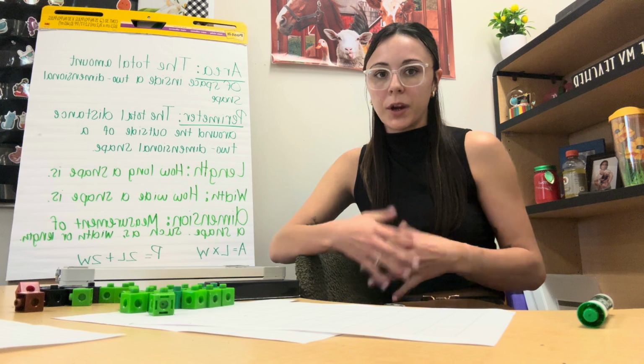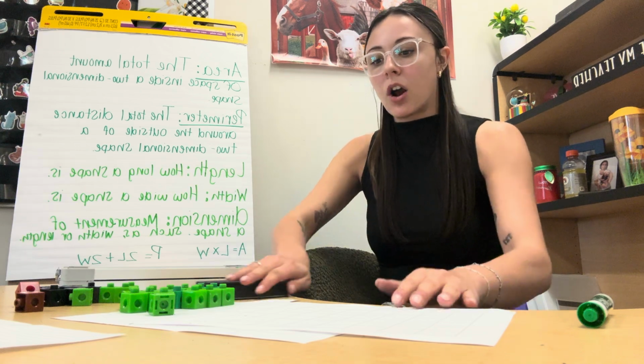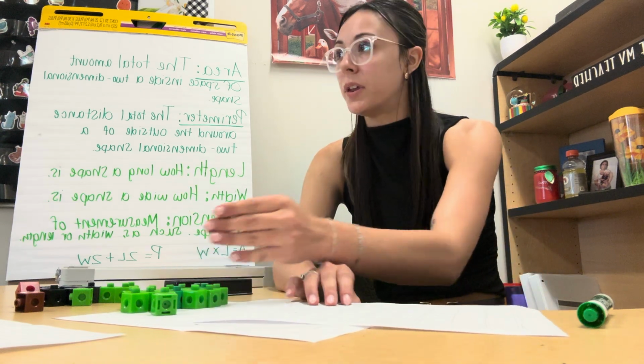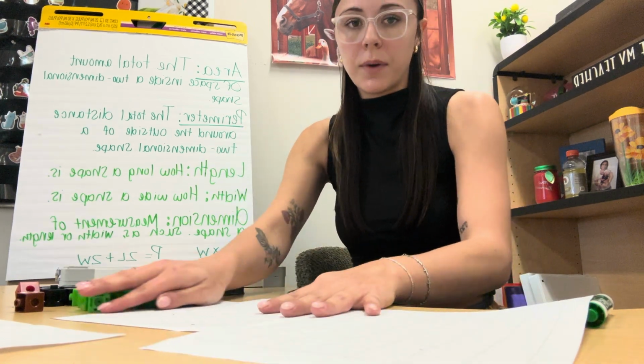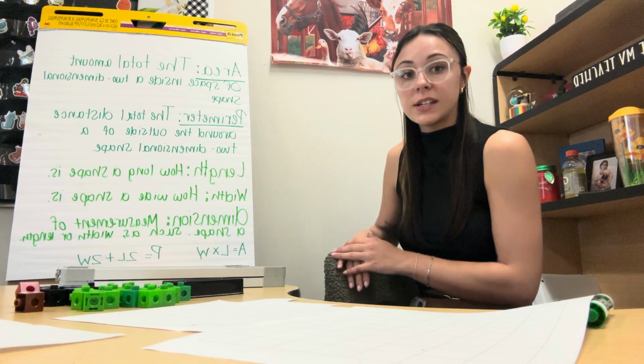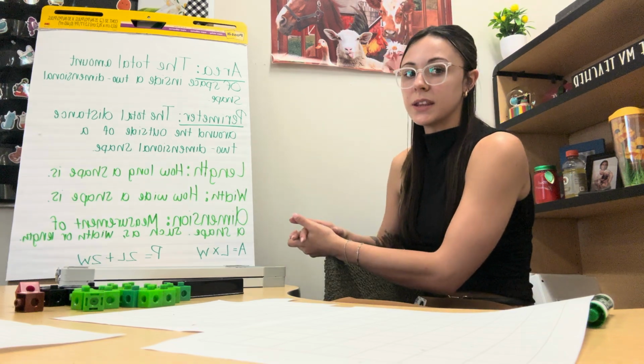We're going to be doing this by working through a few examples together, and we're also going to be incorporating our counting block manipulatives and our grid paper. So first, let's start by going over some definitions and vocabulary that's going to be used within the lesson.